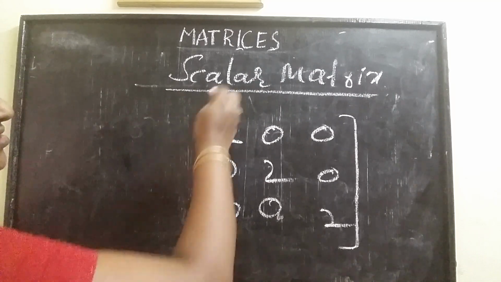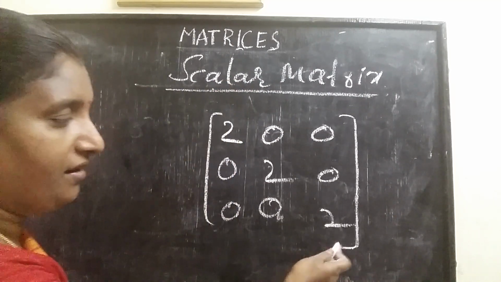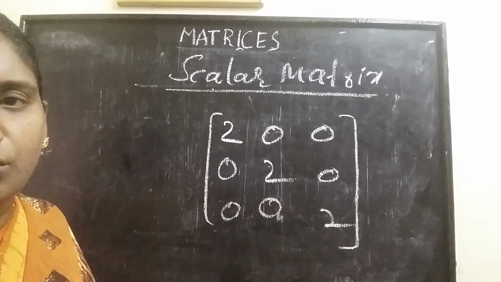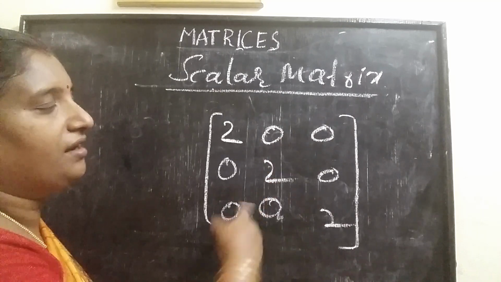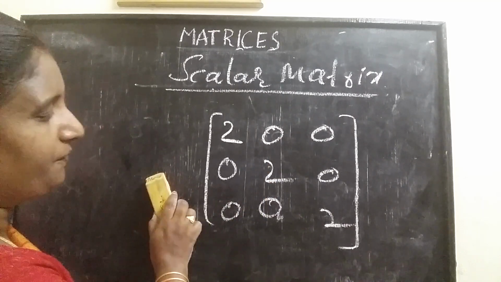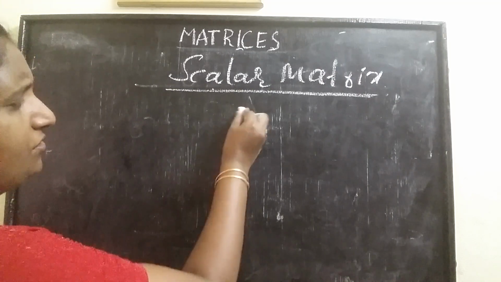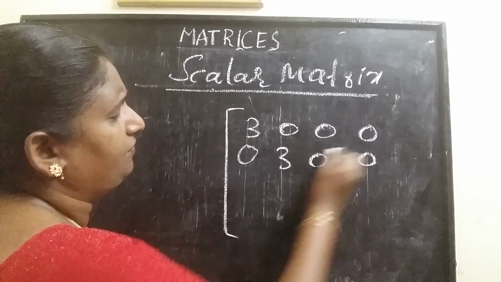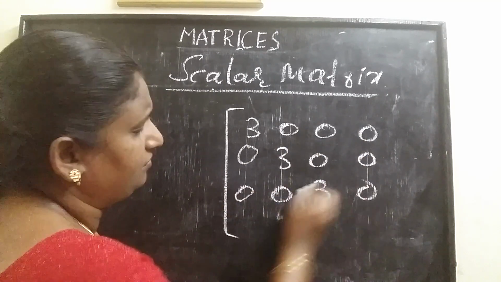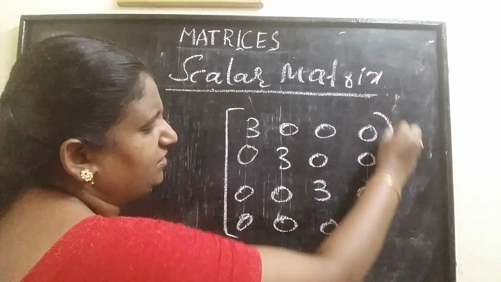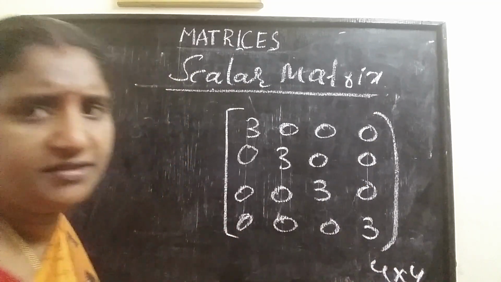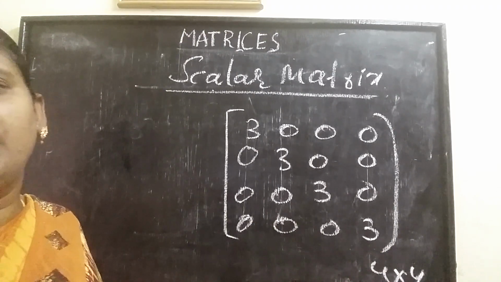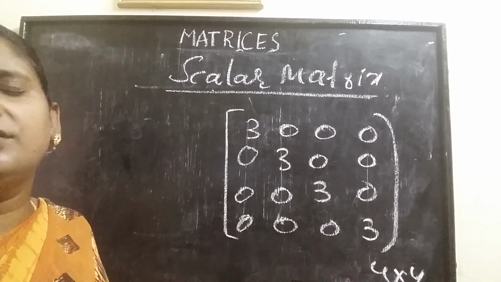So that's why the definition of a scalar matrix is: a square matrix is said to be a scalar matrix if all diagonal elements are equal and non-diagonal elements are zeros. We can take a 4 by 4 example also. Suppose 3, 0, 0, 0, 0, 3, 0, 0, 0, 0, 3, 0, 0, 0, 0, 3. This is a 4 by 4 square matrix. In this also, all diagonal elements are equal and non-diagonal elements are zeros.